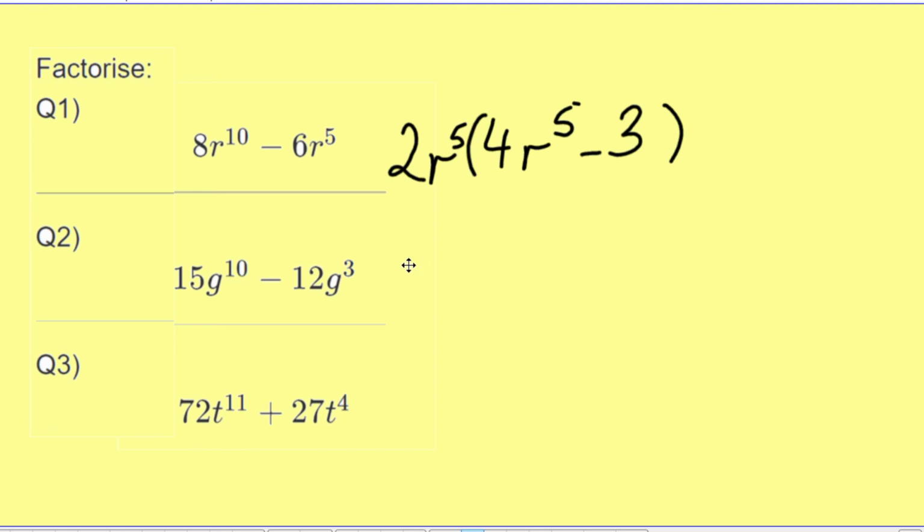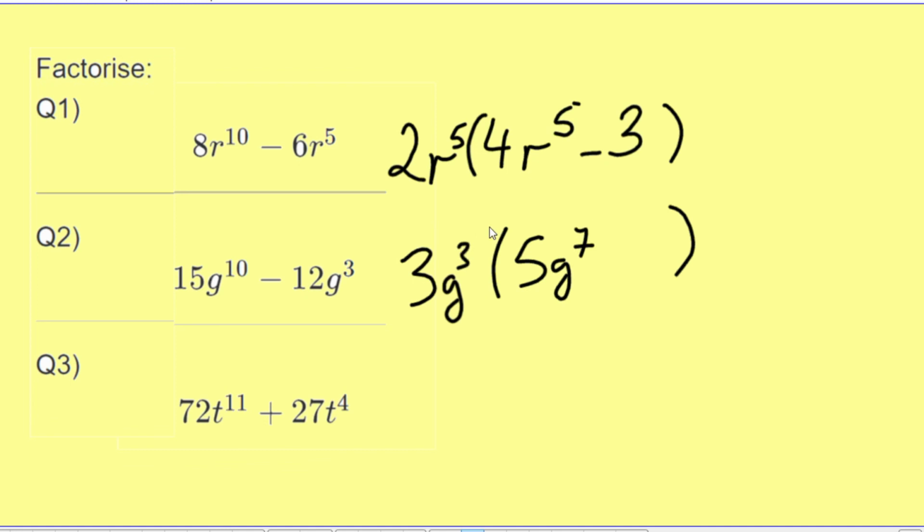Okay, the next one, we've got 15 and 12. So the common factor there is going to be 3. The common letter, well, it's g, but we need to look and see what's the smaller, 3 or 10. Well, 3 is smaller, so you can put g to the power of 3 there. Okay, we need to make 15g from 3, which is going to be 5. 5 times 3 is 15. We need g to the power of 10. We've already got g to the power of 3 here. This is going to be g to the power of 7.